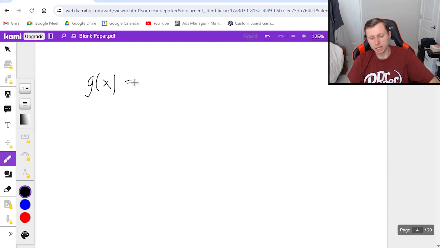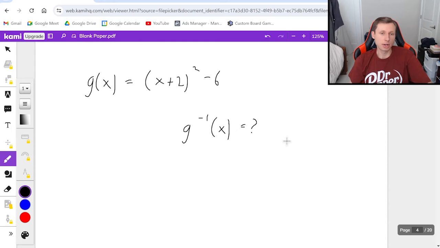This one's going to be g of x equals quantity x plus 2 squared minus 6. And as a piece of advice for this one, don't write f inverse as the final answer. Your final answer will be g inverse like this. And that's what you're solving for. But go ahead, give this one a try. And when you're ready to see the solution, unpause the video.